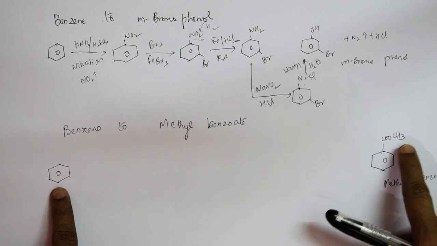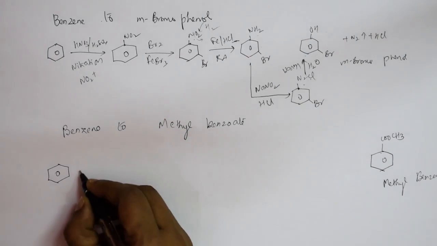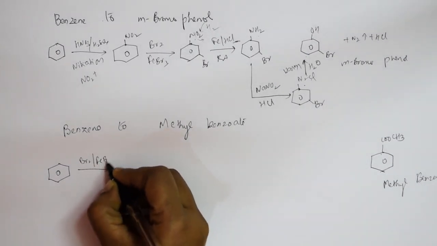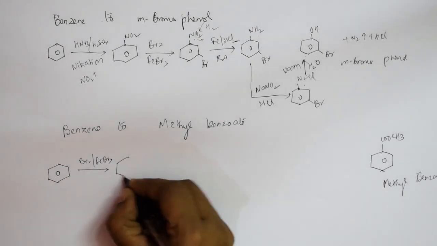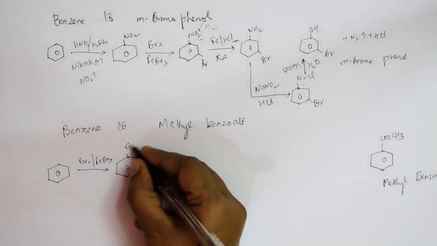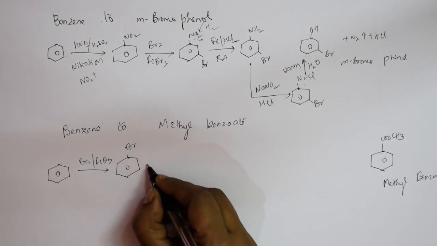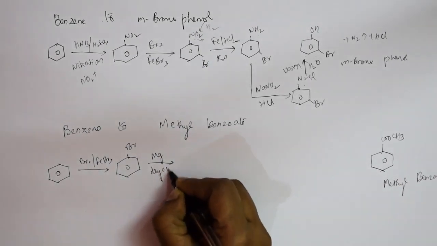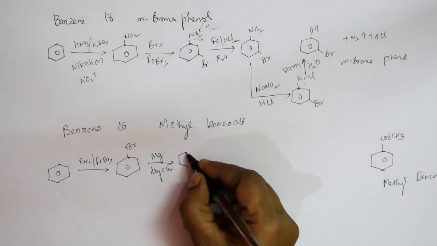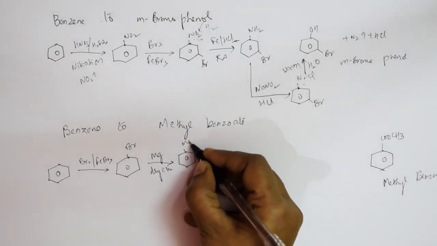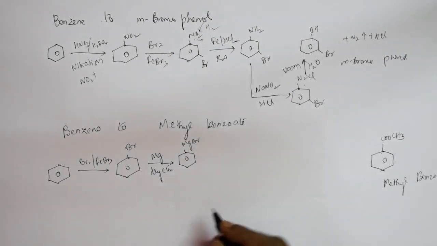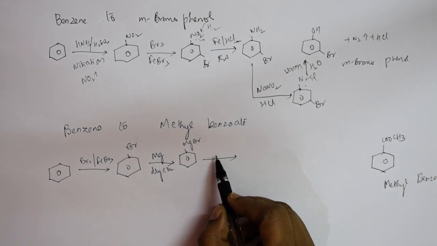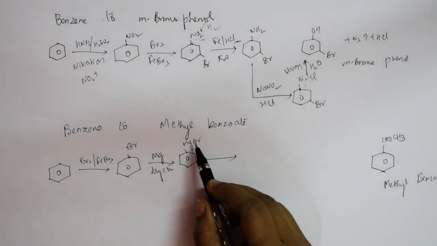So first important thing, try to prepare Grignard's reagent. So what can I do? I am going to introduce bromine to this in the presence of FeBr3. Then immediately I am going to get bromobenzene. Now I am going to add Grignard. I have to prepare Grignard's reagent, magnesium in dry ether. Then what do I get? I am going to get MgBr. Done. Now this Grignard's reagent is ready.